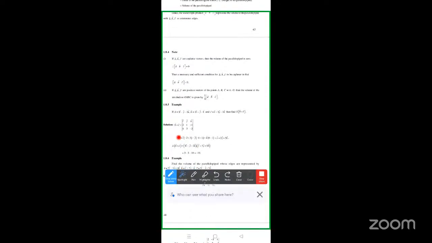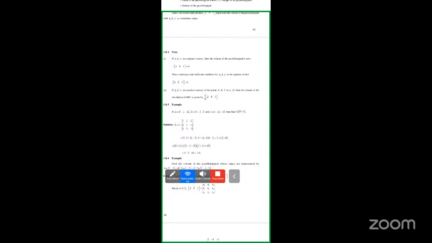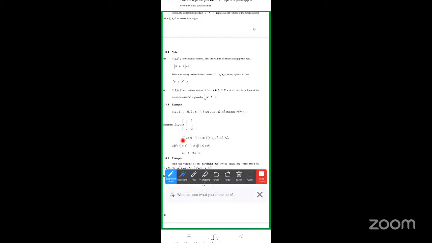Example. A bar is equal to 3i minus j minus 2k. B bar is equal to 2i plus j minus k. C bar is equal to i plus 3j minus 2k. Then find A dot B cross C. So we have to find A dot B cross C, which is equal to box ABC by the formula. So we can find box ABC directly.